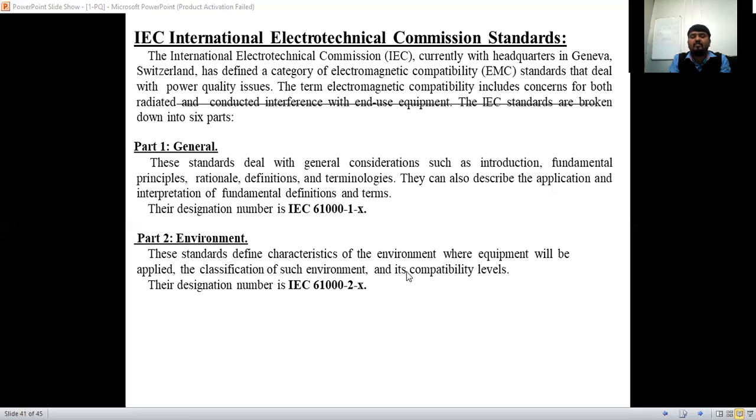That is part 2 of the IEC standard, which we call environment. The classification of environments and their compatibility levels are defined using this IEC standard, part 2. So its designation number is again IEC 61000, part 2 environment. First, the equipment applied, then classifications of environment and compatibility levels, like 1, 2, 3.